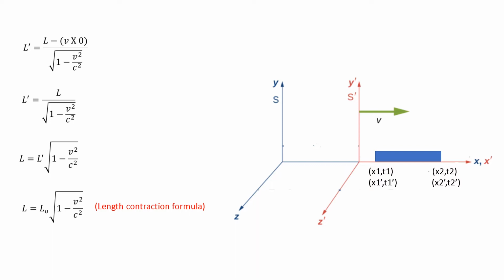We simplify the equation. We get L prime equals L divided by square root of 1 minus v square by c square, or L equals L prime multiplied by square root of 1 minus v square by c square. Suppose that the rest length, also called proper length, of the rod is L naught. We know that the rod is at rest in frame S prime. Therefore, L prime equals L naught. So we can write L equals L naught multiplied by square root of 1 minus v square by c square. This is the length contraction formula.